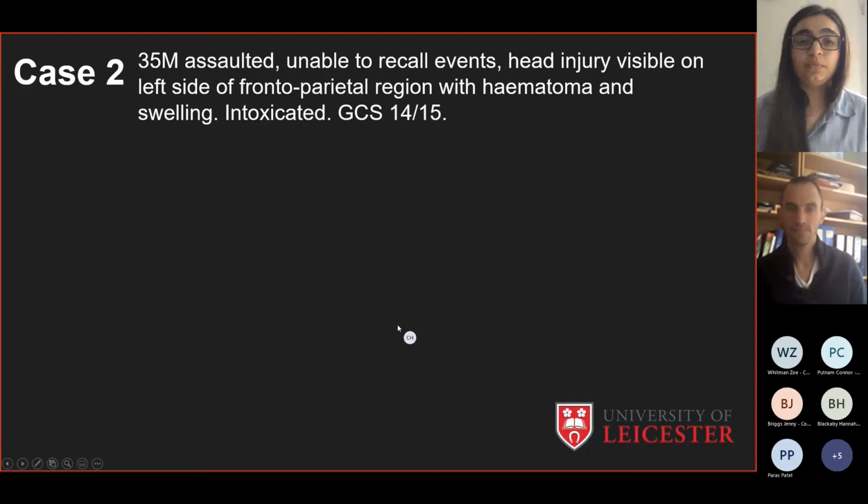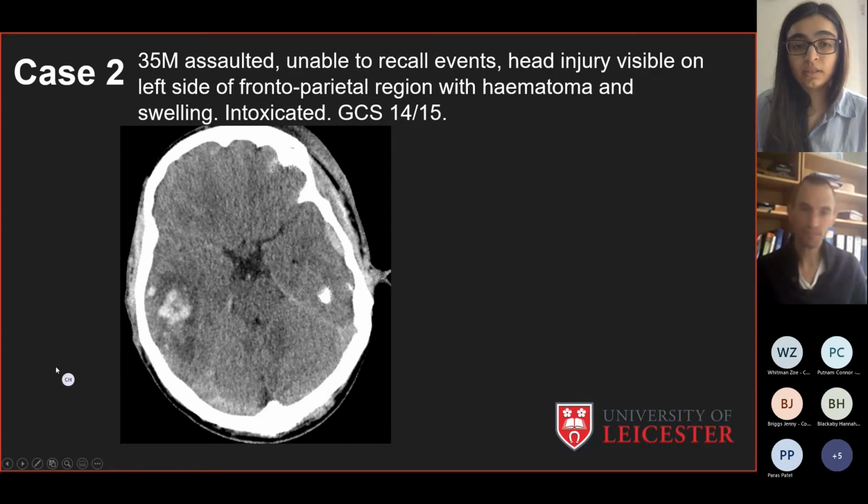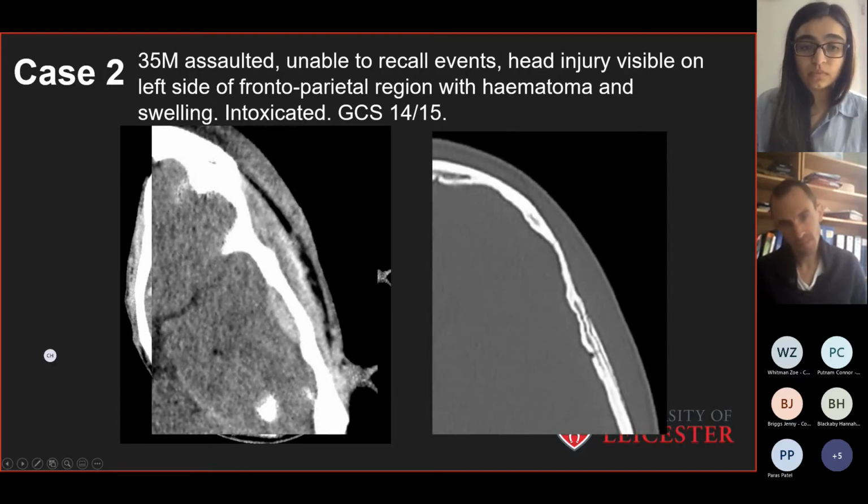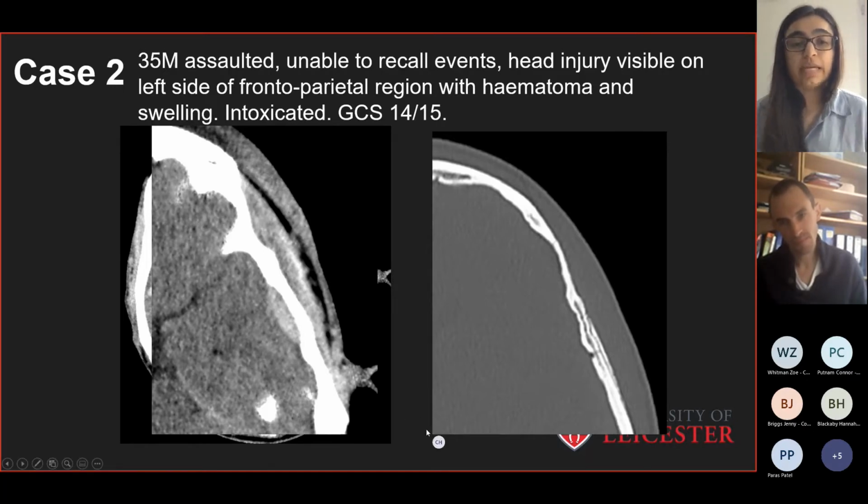So case number 2. You have a 35-year-old male assaulted, unable to recall events, and there's a head injury visible on the left side. They've got a hematoma and swelling, they're intoxicated, and their GCS is 14 out of 15. So this is an axial image of their CT head, and I'm just going to zoom up for you guys to focus on one particular area. So I want you to look at these 2 images in particular, and I'll give you a few seconds before we go through what this might be.